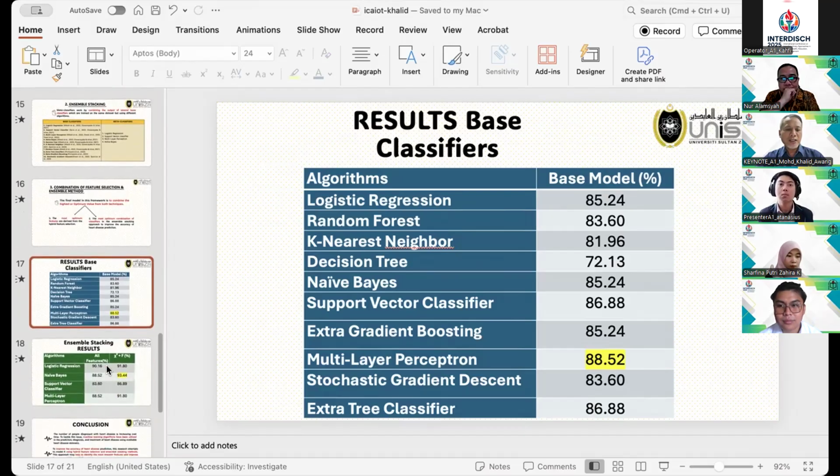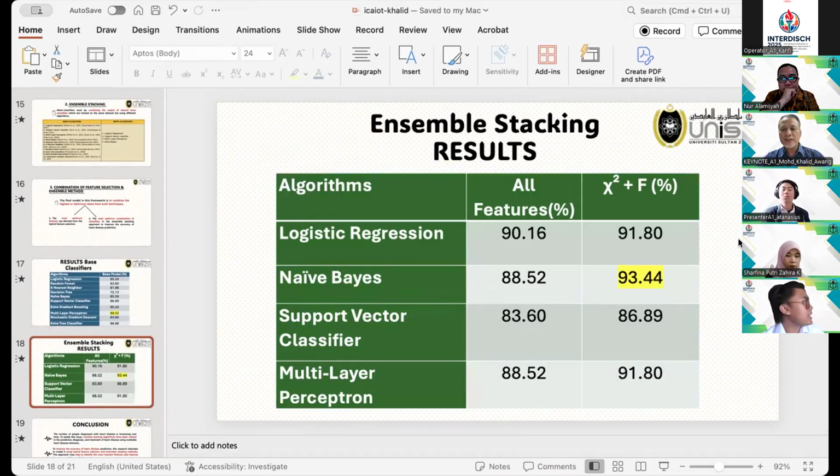Okay, and then when we use the feature selection, we found that the ensemble stacking has improved the overall performance. Okay, when we combine the ensemble stacking and the feature selection, we came out with the performance of 93.44 using the naive Bayes as a second layer of ensemble stacking.